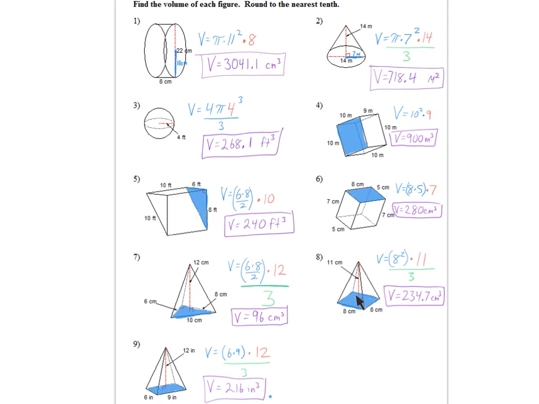Here, I have a square base, so 8 times 8 is a square, 8 squared, or 64, times the height of the whole thing, divide by 3. And then here, my rectangular based pyramid, well, 6 times 9 is the area of your base, times the height, 12, divide by 3. So pyramids always are divide by 3. These are just base area times height.